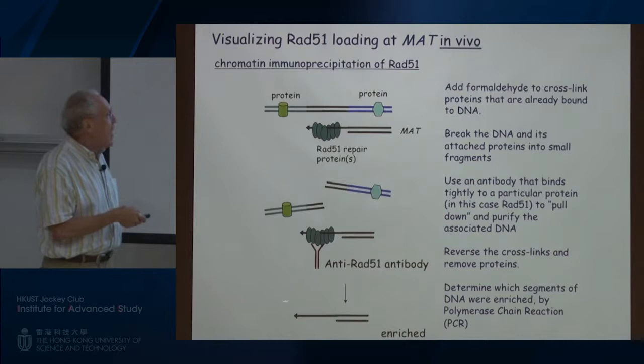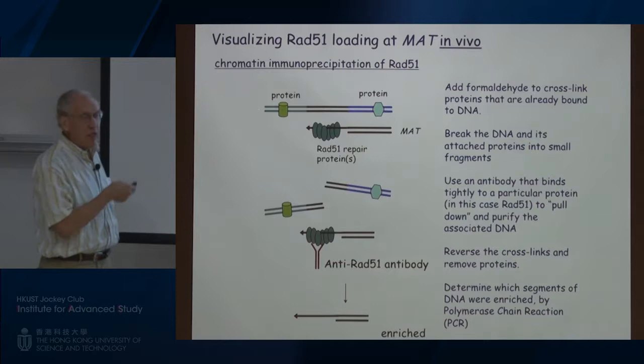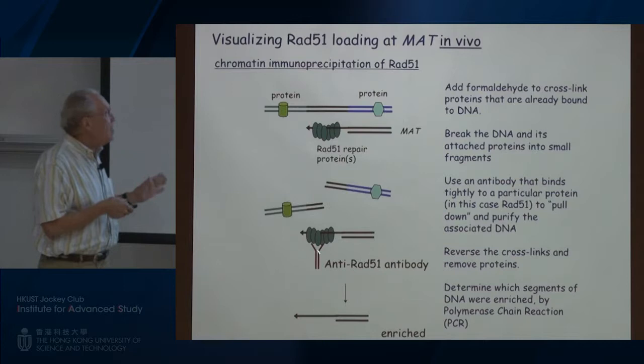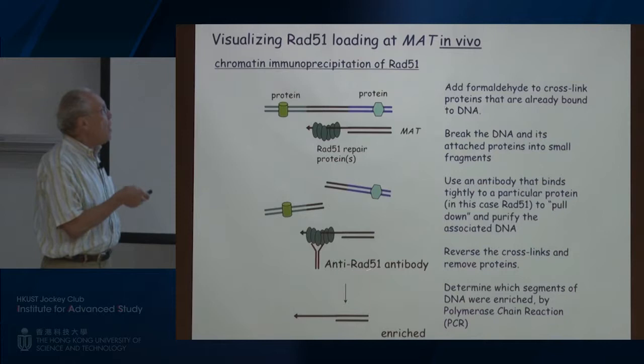And then you can assay whether you have this piece of DNA or that piece of DNA by using polymerase chain reactions to amplify and study this particular piece of DNA. So we can ask, when does the Rad51 protein become attached to this piece of DNA by when it is immunoprecipitated by this process?